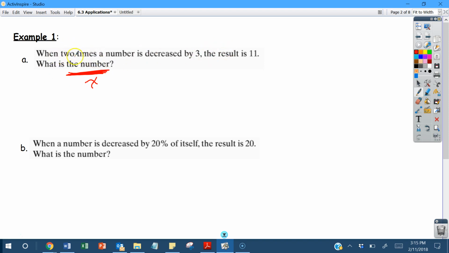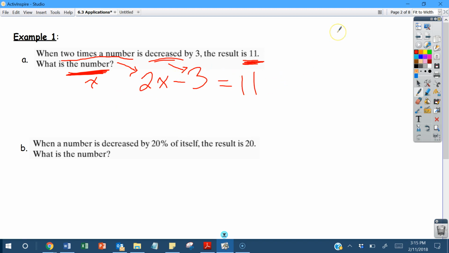So this says when 2 times a number, so 2 times a number, that makes me think of 2 times maybe x. So 2 times a number, that's what this is, decreased by 3. So this word decreased here, usually that means subtraction. So we're going to decrease something by 3. I'm going to take 2x and subtract 3. There's that part, decreased by 3. The result is 11. So this is 11. Usually when you see is, it means it's an equal sign. When you take 2 times a number, you decrease it by 3, you end up with 11.